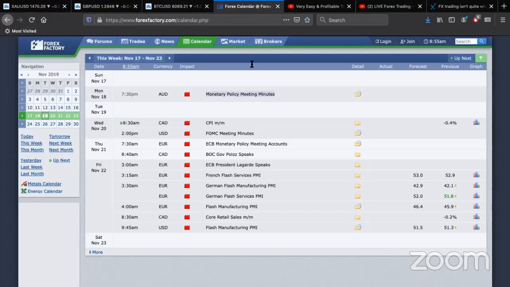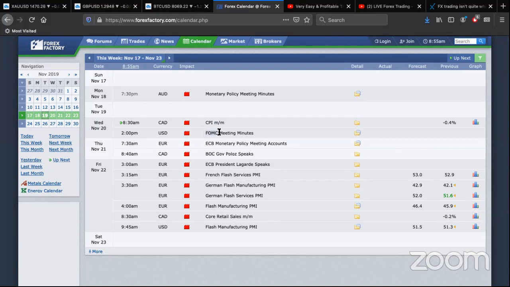We don't have anything on the calendar. We do have the CPI tomorrow morning on the Canadian dollar, but this is the bigger one. The FOMC meeting minutes is tomorrow at 2 p.m. Eastern time. And then later in the week, on Friday, overnight in the European session, we have the services PMI out of France, and then the German manufacturing PMI. Those are big ones that could definitely move the euro.